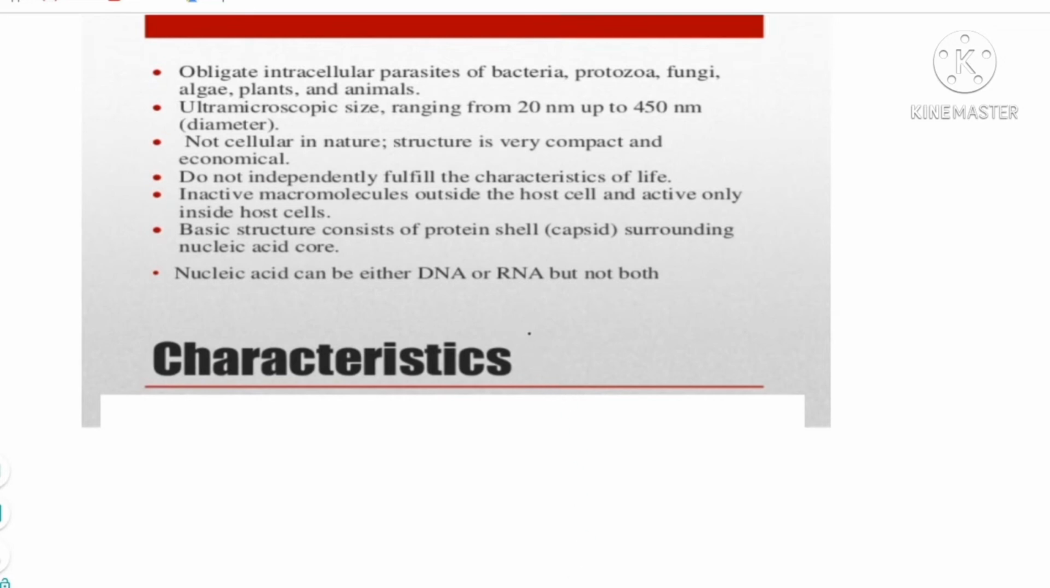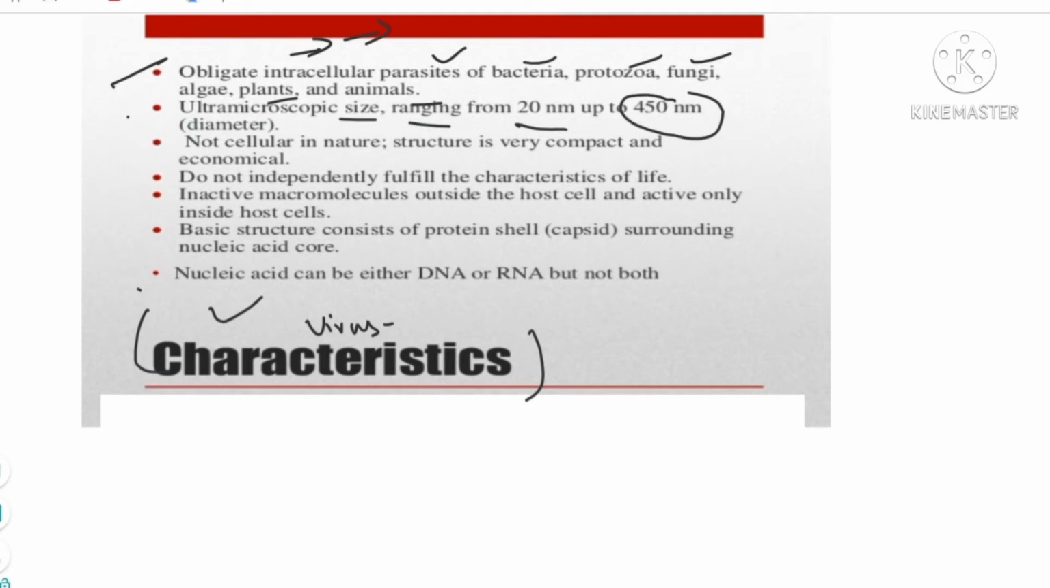Now let's study the characteristics of the viruses. ठीक है ना, हम देखते हैं वायरस के क्या कैरेक्टर होते हैं. First, they are obligate intracellular. As I already told you, these viruses are intracellular, means ये होस्ट की सेल में इन्वेड करते हैं and then start to multiply. So obligate intracellular parasites of bacteria, protozoa, fungi, plants, animals, algae, etc. Ultramicroscopic structure ranging from 20 nm to 450 nm in size. They are not cellular in nature. Structure is compact and economical. They do not independently fulfill the characteristics of life, means they are always dependent upon the host.